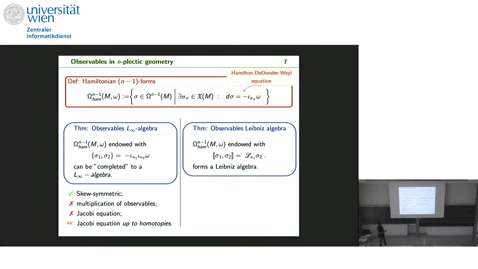But you can also construct another structure that is called the observable Leibniz algebra. Basically, you take the same space and you endow it with a different operation. You take the Lie derivative of the first Hamiltonian vector field into the second one. So this expression is manifestly not symmetric. So in this case, we are losing the skew-symmetry. Again, we don't have multiplication, but these brackets satisfy Jacobi. So there are these two possible choices of observable algebra.